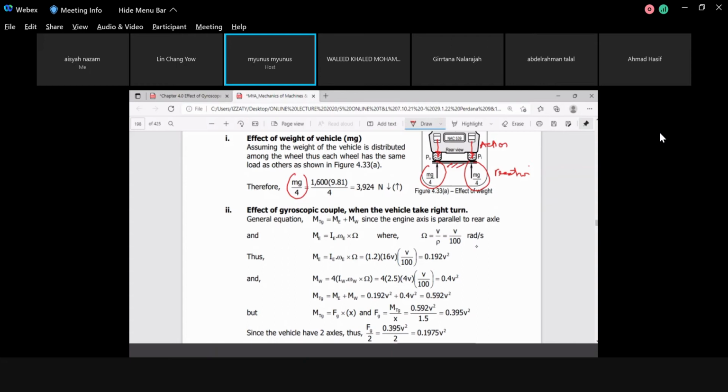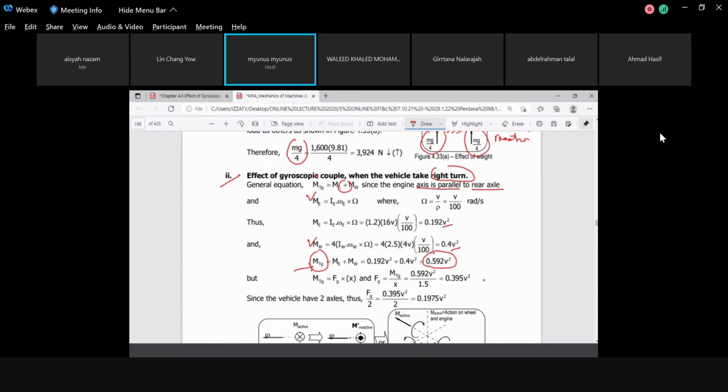The effect of the gyroscopic couple is the first effect, and this one is the second effect. While taking a right turn, this one is positive, remember, because as mentioned just now, the axis is parallel to the y-axis. I did mention the reasoning why you take positive, and this is the reason. Then you start calculating one after another: the couple due to the engine, and the other couple due to the wheels. The only unknown parameter is v. Then you add up together and we have the total, M total. T stands for total and G stands for gyroscopic.